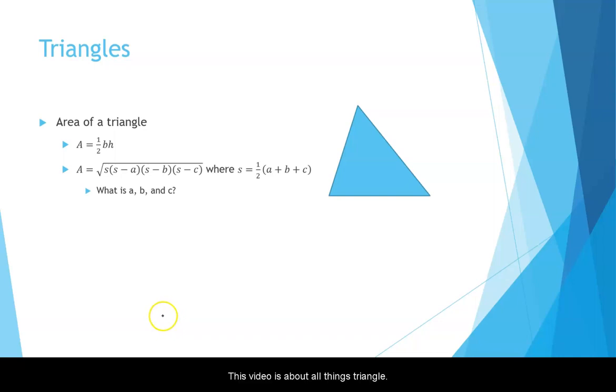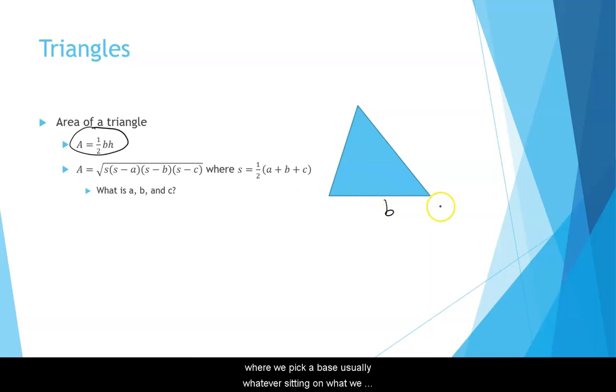This video is about all things triangle. The area of a triangle, we're accustomed to using the formula A equals 1/2 base times height, where we pick a base, usually whatever's sitting on what we think of as the bottom, and then the height is the altitude dropped at a 90-degree angle with the base.